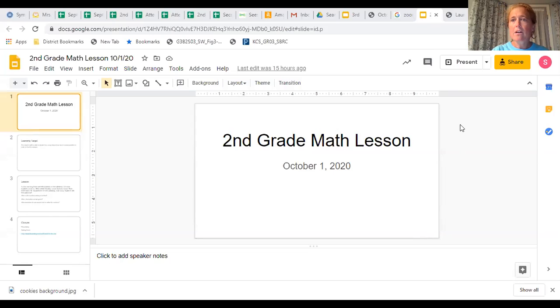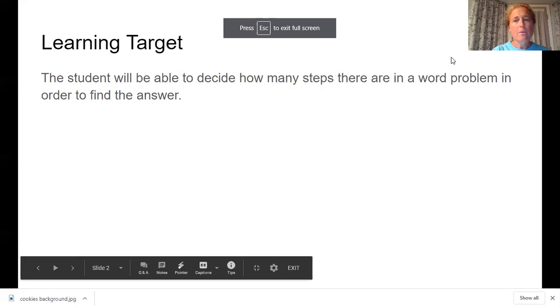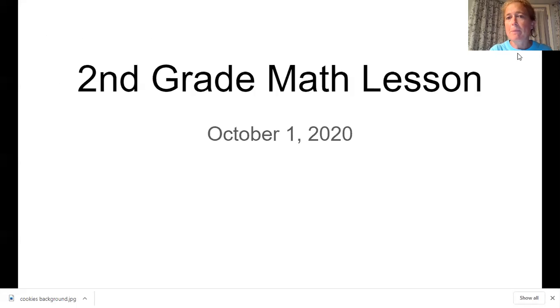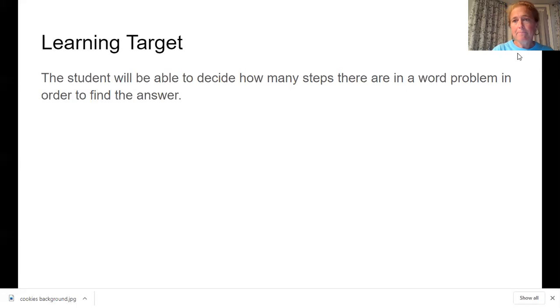Let me start our slideshow. All right, so today is October 1st, the first day of October. It's just breezing along, isn't it? So today is our math lesson, and our learning target is the student will be able to decide how many steps there are in a word problem in order to find the answer to the question that is asked.